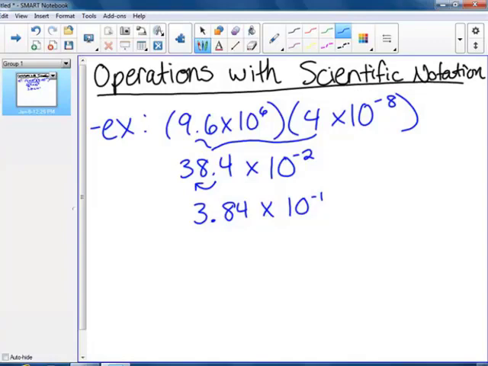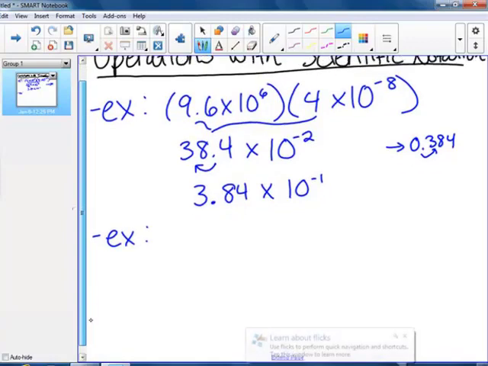Now if that's kind of confusing, trying to decide, do I make it negative 1, negative 3? What I think is sometimes the easier thing to do is from this 38.4 times 10 to the negative second, just change it to 0.384, because it was 38.4, move it twice to the left, and then back 1 to change it to scientific notation, and then we can see that it's going to be times 10 to the negative 1. So either way, it should be times 10 to the negative 1.